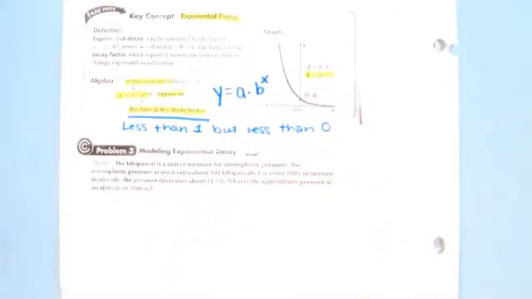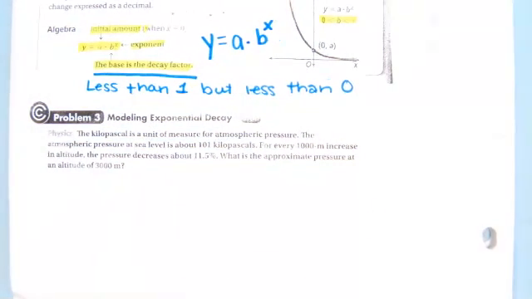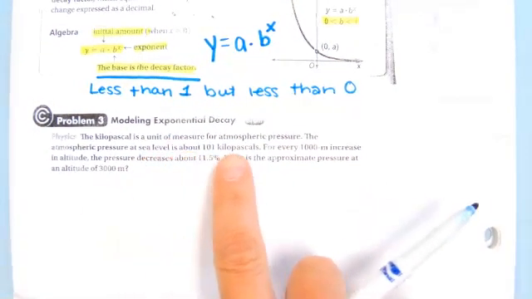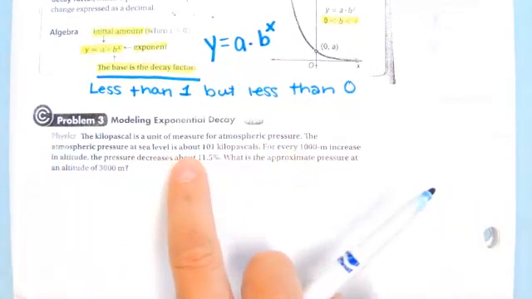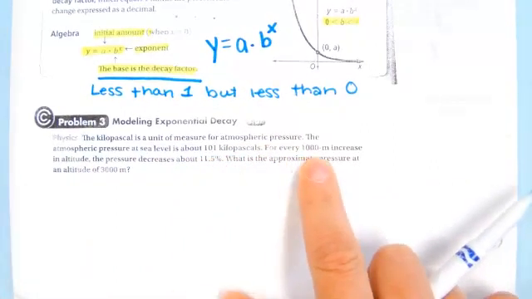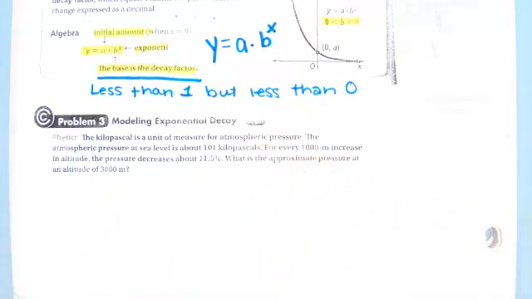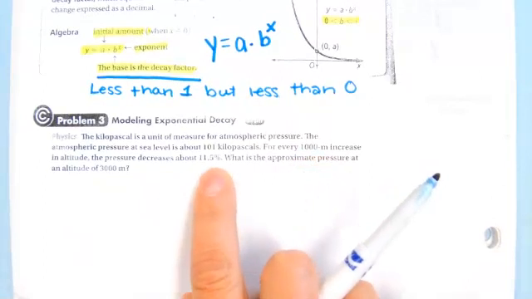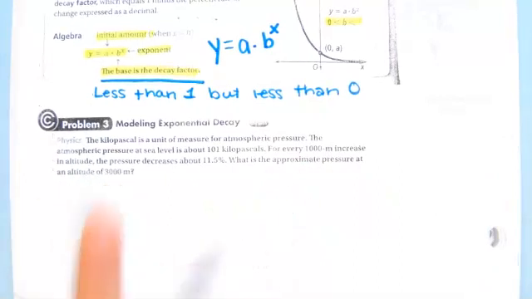The best way that I can show you is using an example, and we use it a lot in science as well. It says the kilopascal is a unit of measure for atmospheric pressure. The atmospheric pressure at sea level is about 101 kilopascals. For every 1,000 meters of increase in altitude, as you go up, the pressure decreases about 11.5%. What is the approximate pressure at an altitude of 3,000 meters?